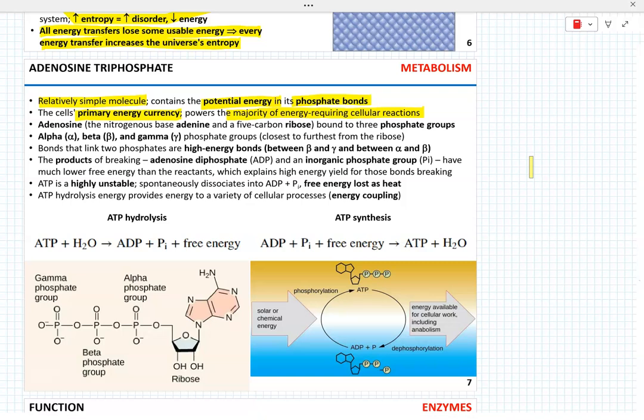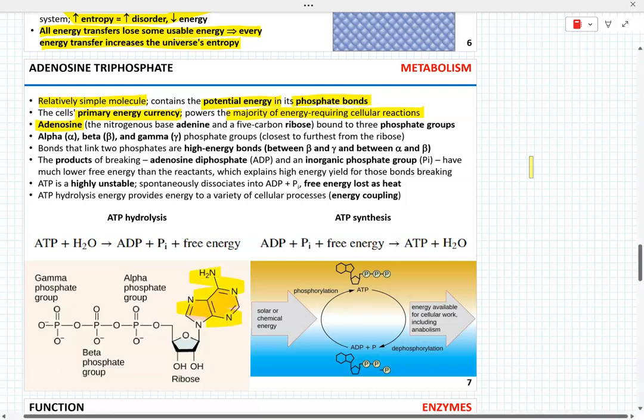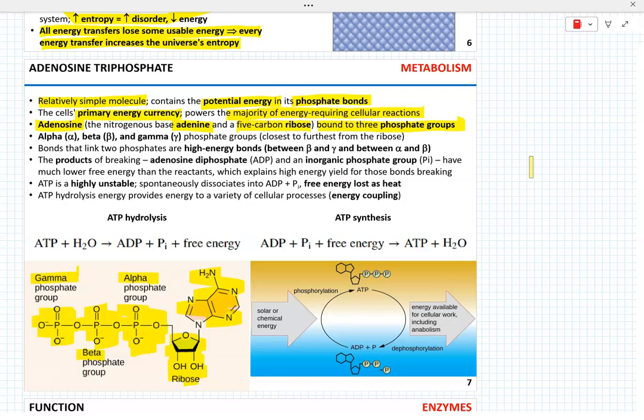ATP consists of a nucleoside adenosine, which in turn consists of the nitrogenous base adenine and the 5-carbon sugar ribose, bound to 3 phosphate groups. They are named alpha, beta, and gamma, depending on their position relative to adenosine. Alpha is the closest and gamma is the farthest.